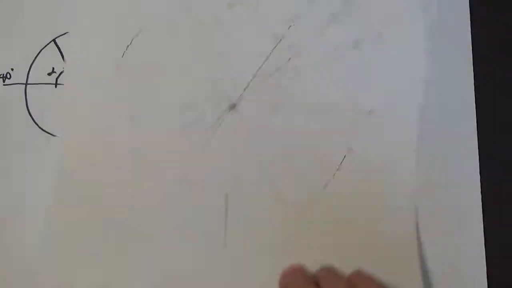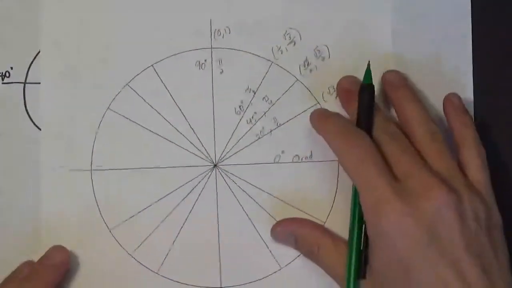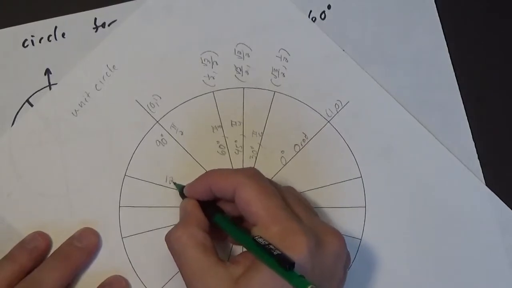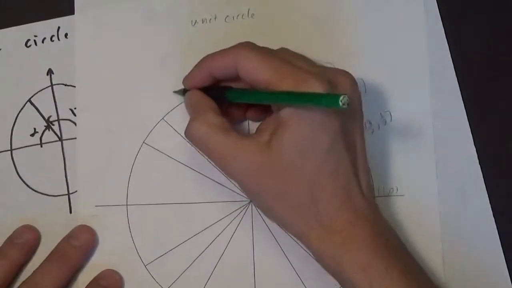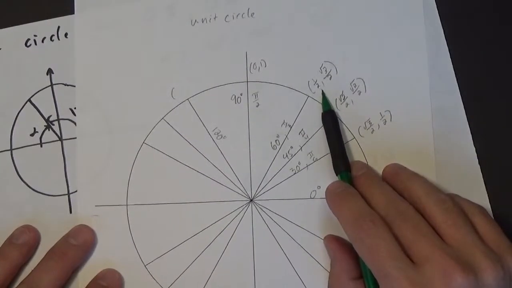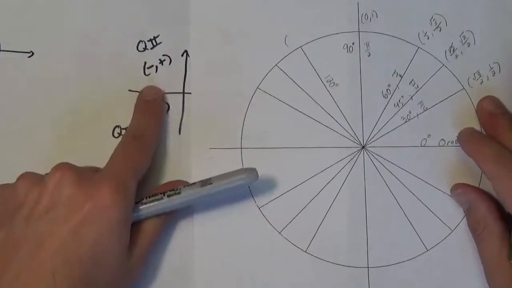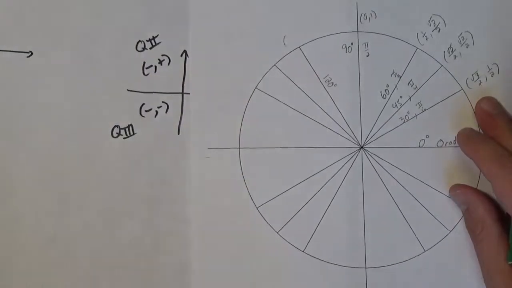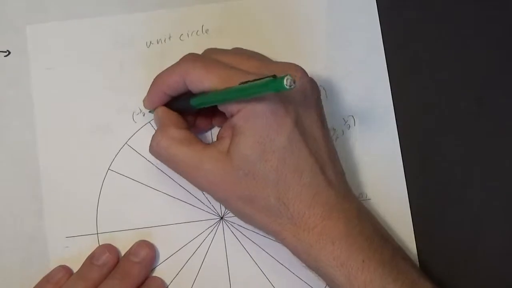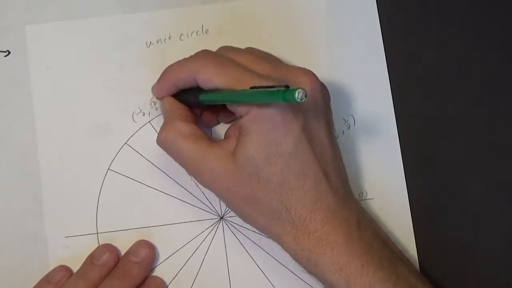So what's going to happen here is we're going to have 120 degrees, and the coordinates for 120 degrees are going to be the ones associated with 60 degrees. However, because the x value is negative, we're going to have negative 1/2, square root of 3 over 2.